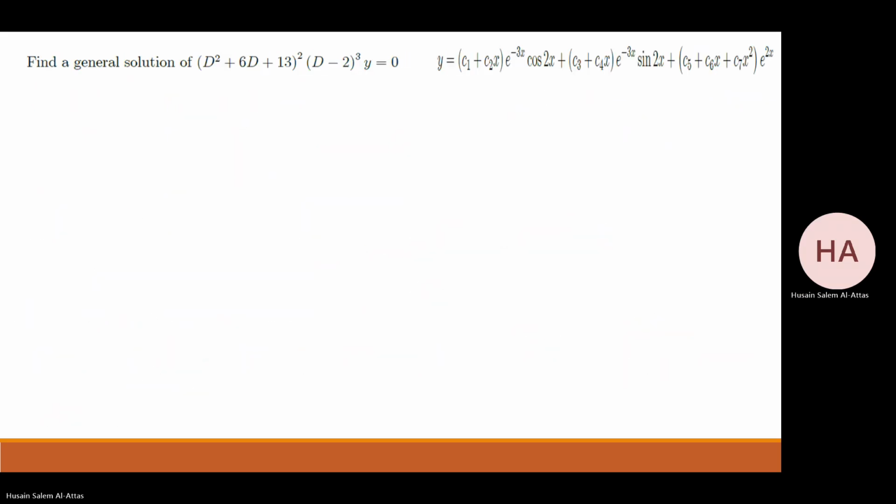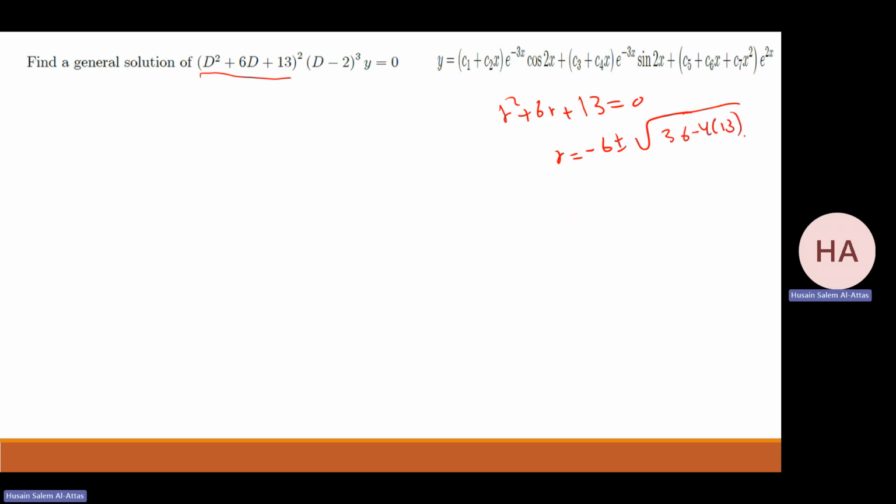Find the general solution of this. I need to find the root of this one. I think we did it before. Let me do it again. So r will be minus 6 plus or minus the square root of 36 minus 4 times 13, over 2. That is 36 minus 52, which is minus 16. So the square root is 4i. That gives me minus 3 plus or minus 2i.